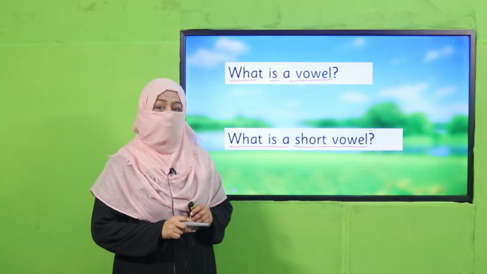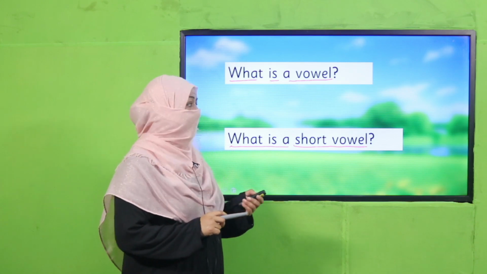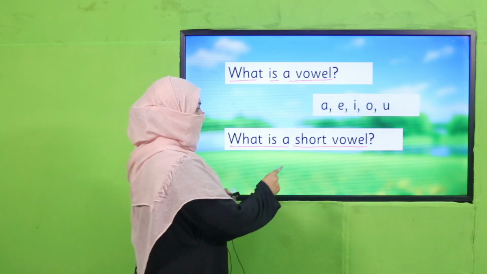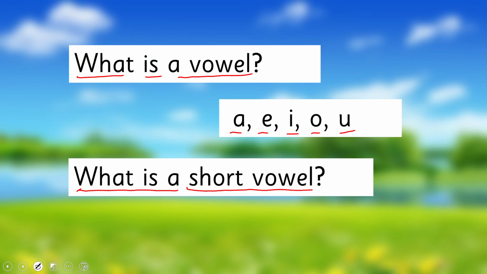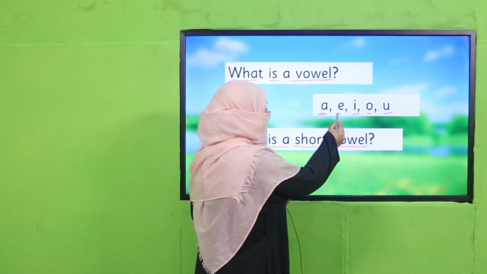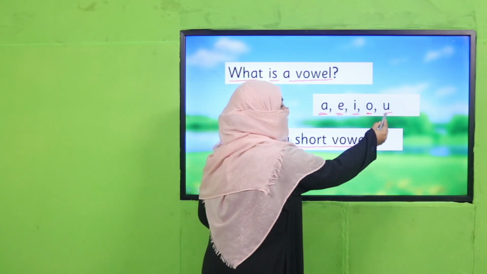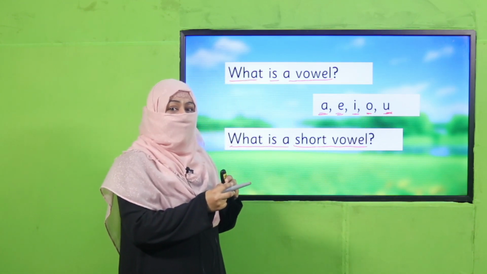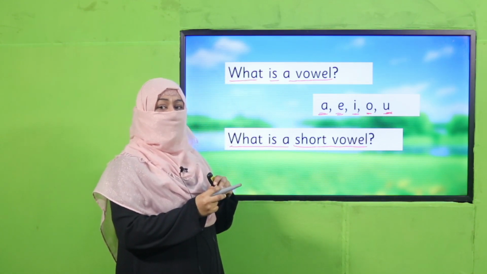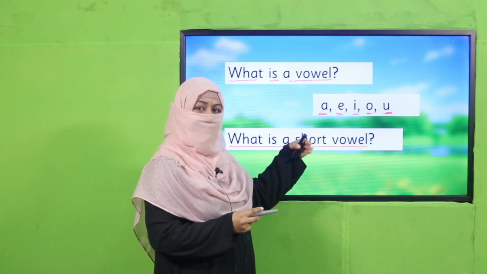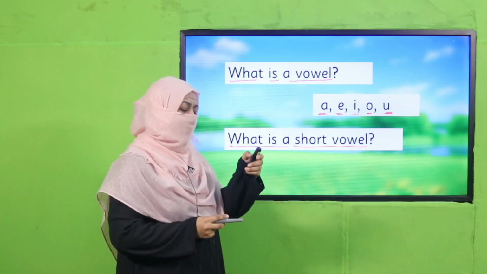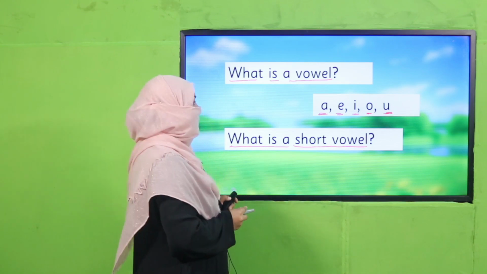Yes, my dear children, I hope you have answered correctly and you remember that the vowels are A, E, I, O, U. These five letters are called vowels. And what are their short sounds? When we say their short sounds, A as in apple, E as in egg, I as in it, O as in orange and U as in umbrella. These are called their short sounds. And their names are their long sounds. Remember? So I'll explain it again in today's lecture.